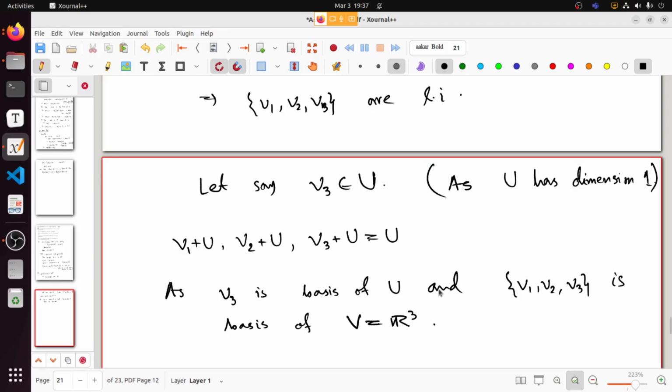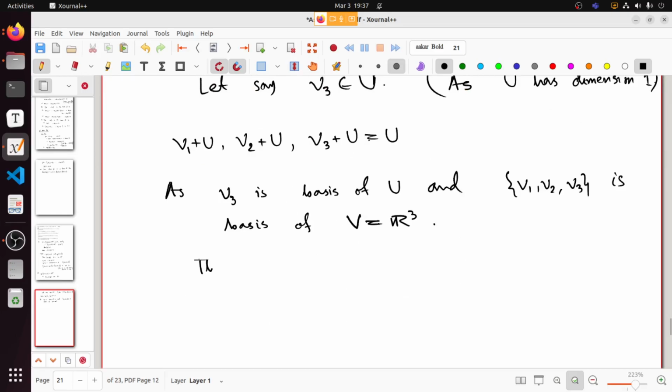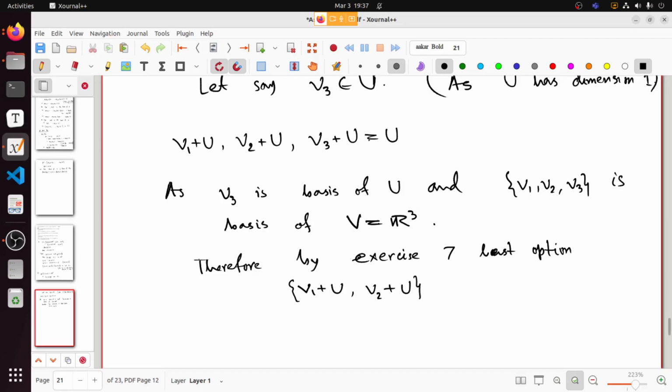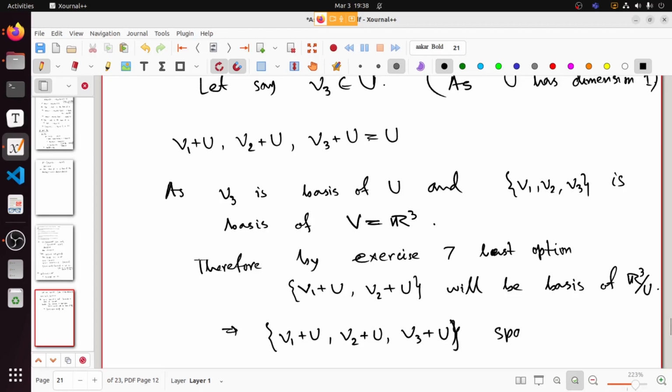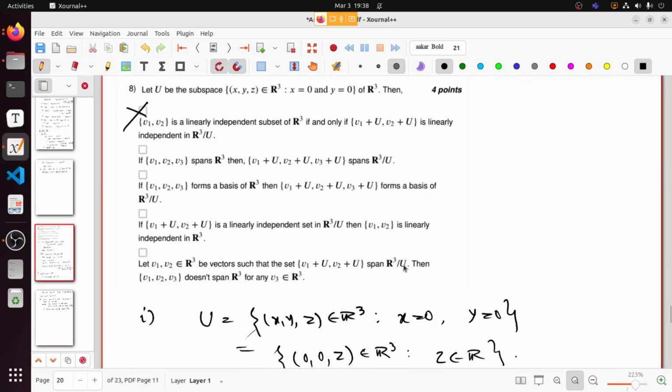So by question number 7 you can see that. Therefore, by exercise 7, last option, B1 plus U and B2 plus U will be a basis of R3 mod U. So which means this set B1 plus U, comma B2 plus U, comma B3 plus U spans R3 mod U. So option number 2 is correct.